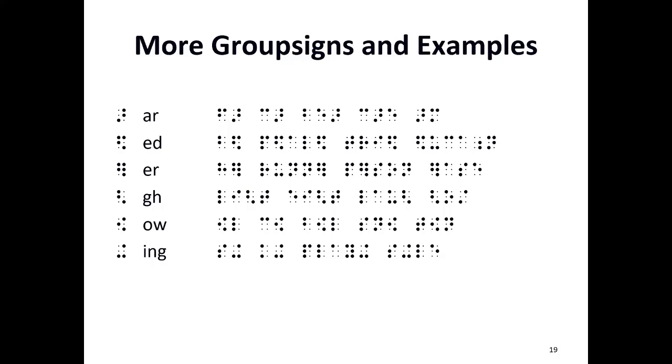Notice that AR can be at the end of a word, in the middle of a word, or at the beginning of a word. And so on for the contractions down this list, except for the last one, ING. ING cannot be at the beginning of a word. It can be in the middle and it can be at the end, but it cannot be at the beginning. So you will not see it at the beginning of words like ingredient. You could, however, see it in sing, king, playing, or single.